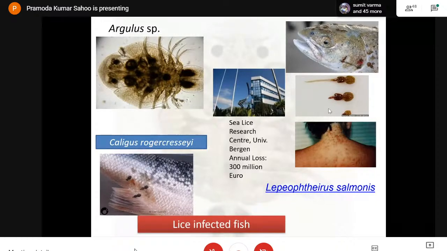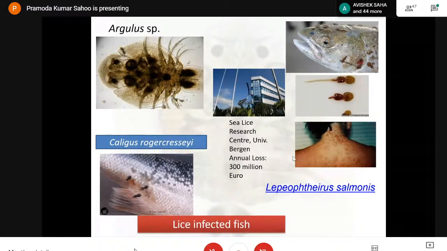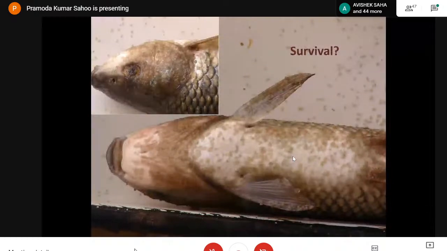Argulus we call a fish louse. In the sea, in the marine and also brackish water environment, there are similar parasites: Lepeophtheirus species, which mostly affect salmon and other finfishes, and also Caligus species. There is a huge institute in Europe, particularly in Norway, working only on sea lice, the sea lice research center, because they are losing more than 300 million euro per year because of sea lice infection in salmon farming.